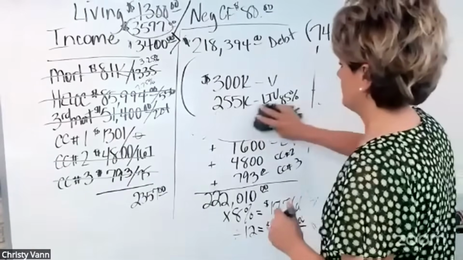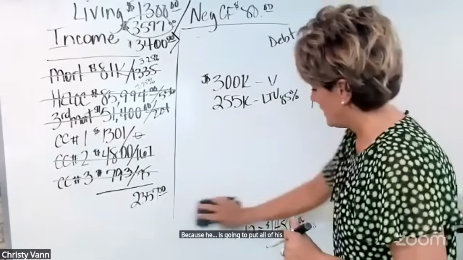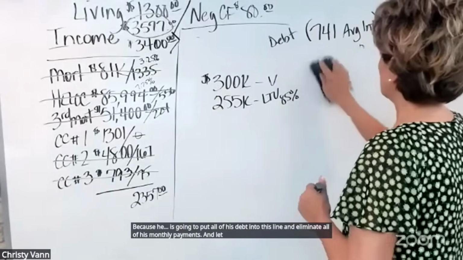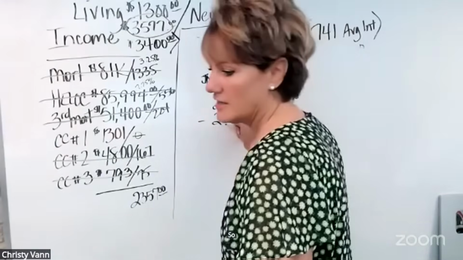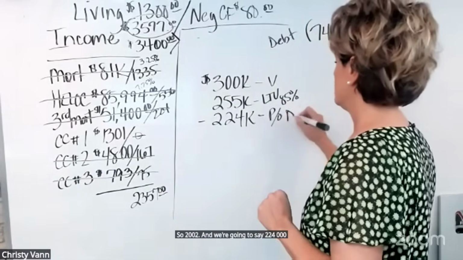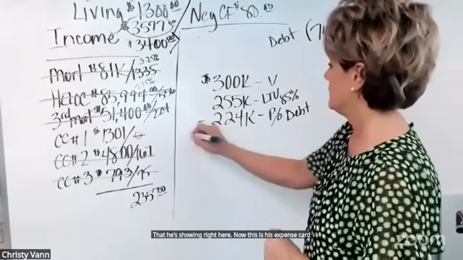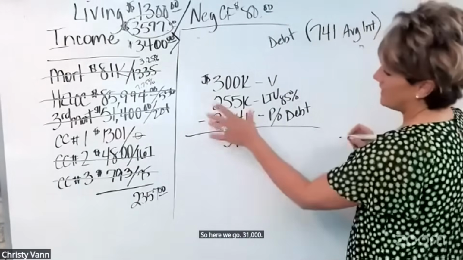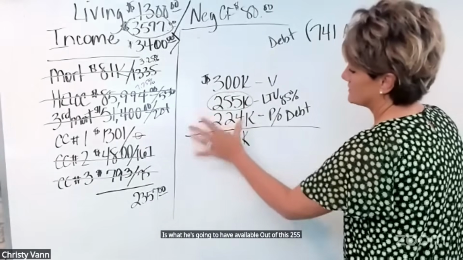We're going to go back up here because he is going to put all of his debt into this line and eliminate all of his monthly payments. And let's just see what that looks like with this average interest, what he's going to be paying. So we're going to say 224,000 pays off all debt that he's showing right here. Now this is his expense card, so it's going to be paid off every month anyway. So here we go. 31,000 is what he's going to have available out of this 255 after all of this is paid off.